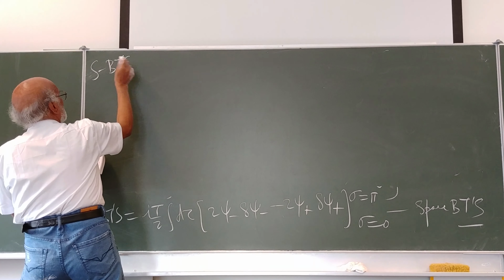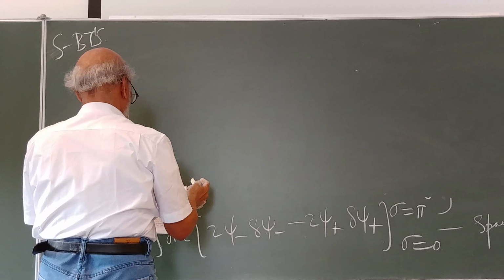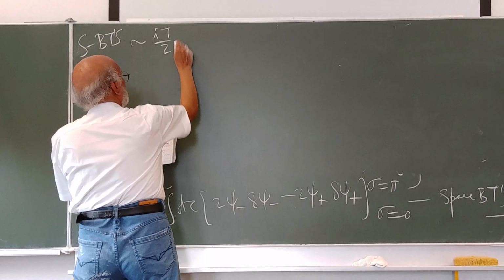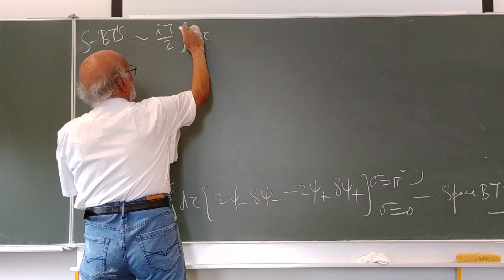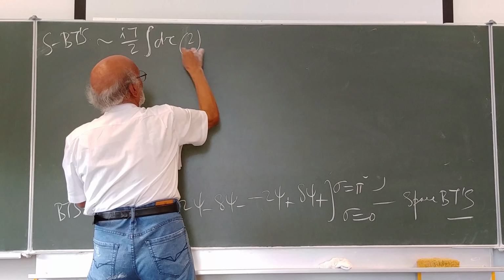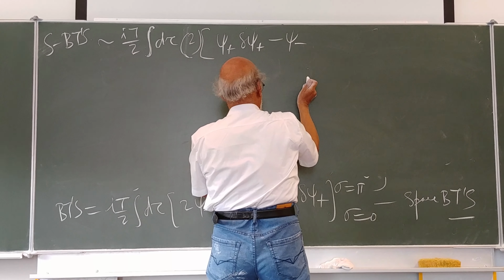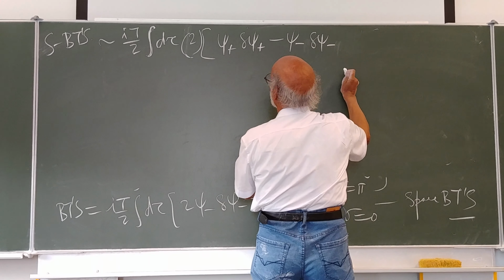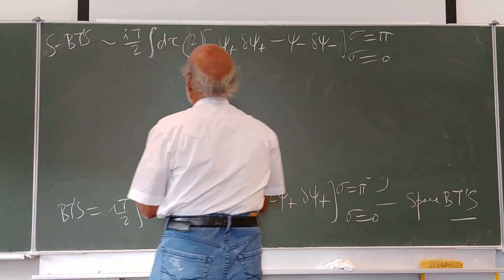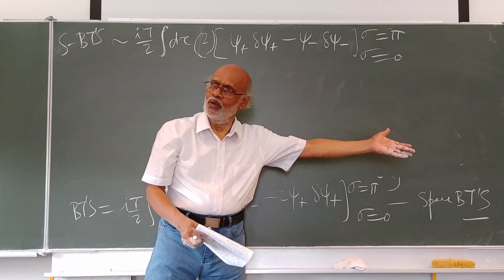These are the space boundary terms, okay, and the space boundary terms are iota T by 2 d tau times, maybe you can take out the factor of 2 also, psi plus delta psi plus minus psi minus delta psi minus, and this at sigma equal to pi, and this at sigma equal to 0. So if you like, I can leave it like that. If you like, I can write it twice. So this at sigma equal to pi minus this at sigma equal to 0.